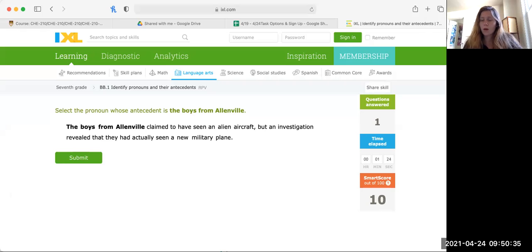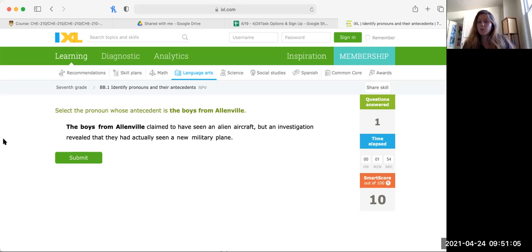Let's first start off with what is a pronoun. A pronoun would be me, I, her, him, he, you. Those are all pronouns. Hopefully that was clear. And an antecedent can be a phrase, or who the pronoun is going to be referring to.